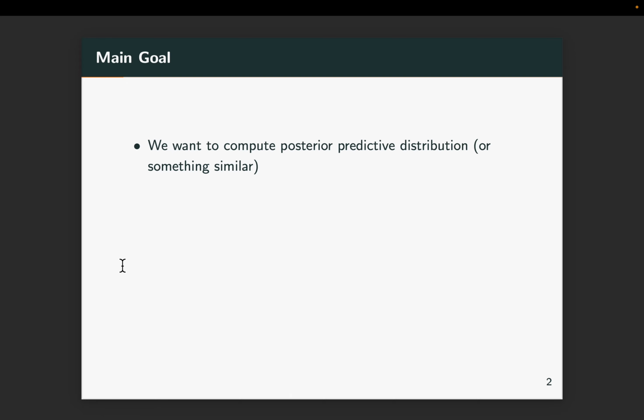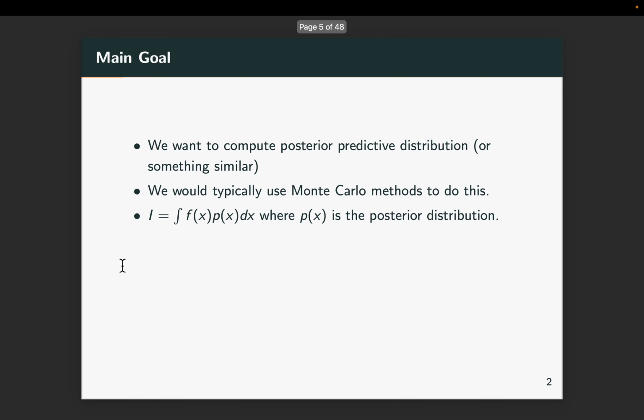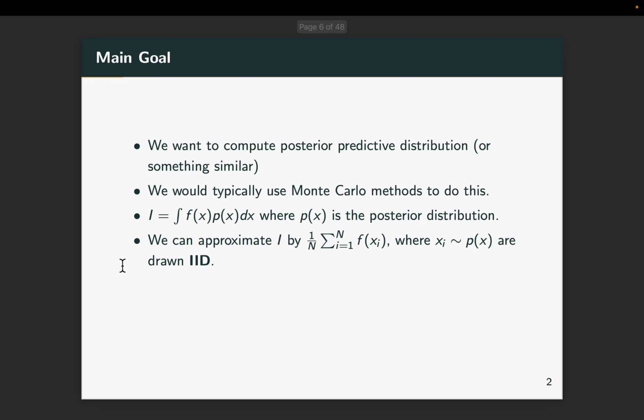We said that we wanted to compute the posterior predictive. We would typically use Monte Carlo for this, which means that we are trying to solve integrals of the form I equal to integral of f(x) p(x) dx. Generally, we don't have p(x), we have p tilde of x. And we can approximate this by 1 over N summation f(x_i), importantly, where x_i is drawn from p(x) iid.